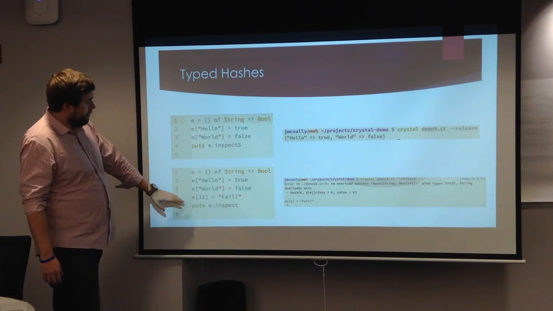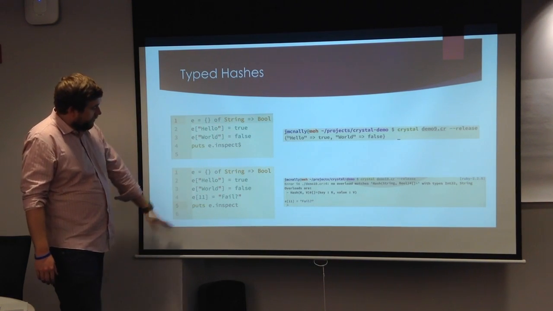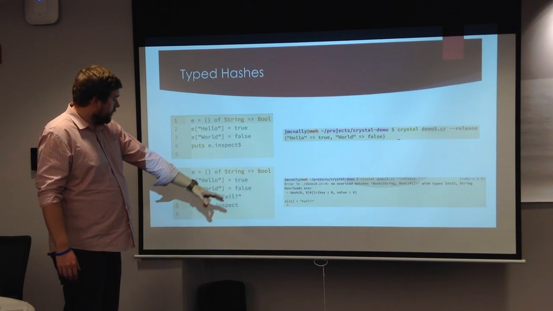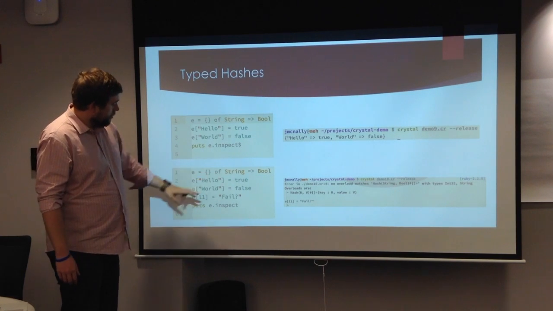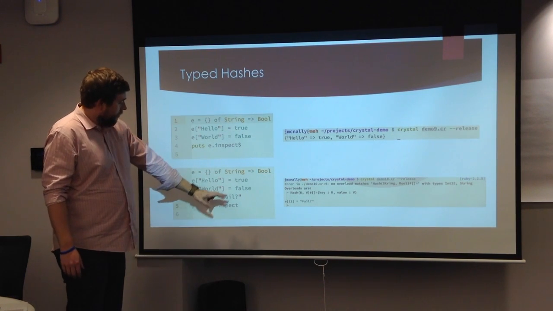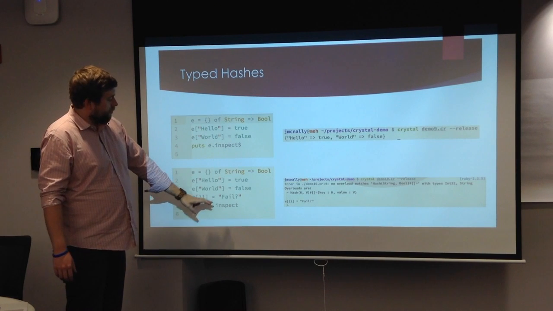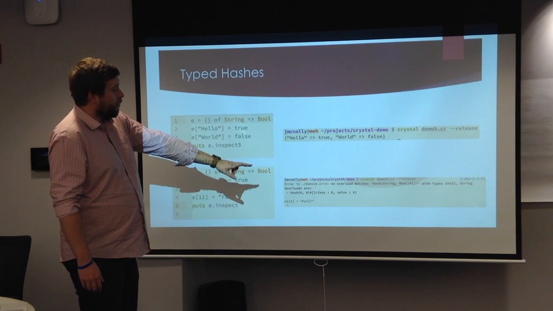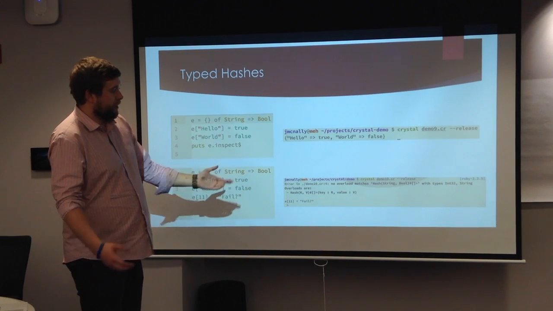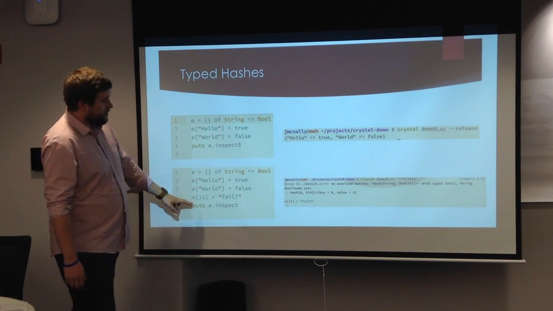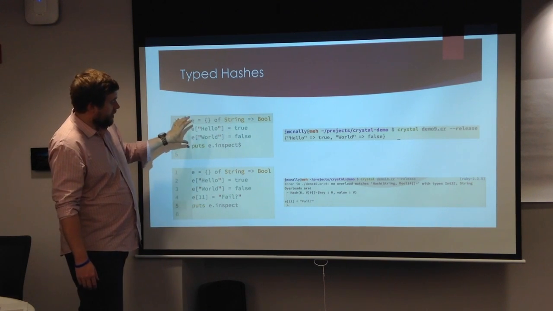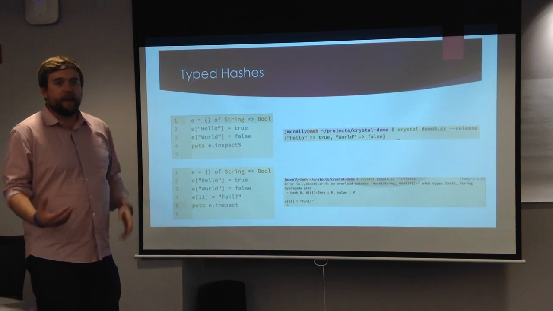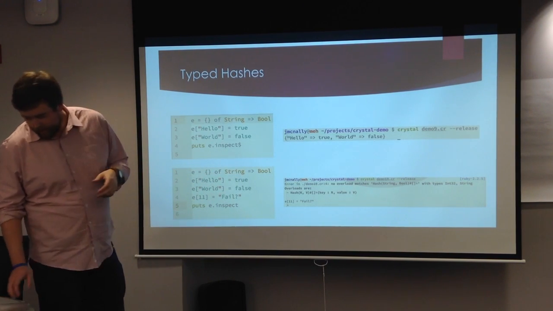Now this is where the typing comes in again. So you can see here what a failing example looks like. We have E hash of string to Boolean. We set the key as hello true, set the key of world to false. Then we try to set the key of 11 to fail, which is a string. And we get this error in the compiler that says no overload matches hash string bool with types of int32 and string. So it's saying that you can't have in this specific hash an integer key and a string value. So that again allows you to type things like those hashes.